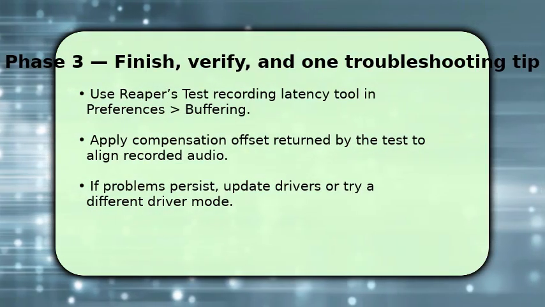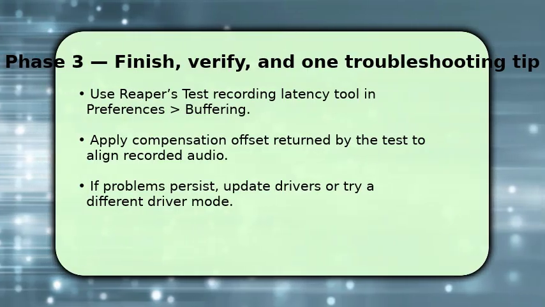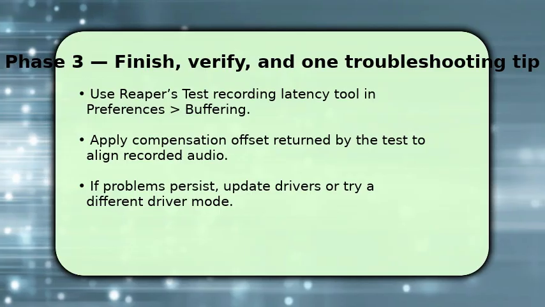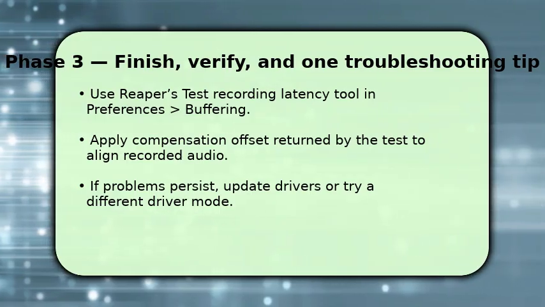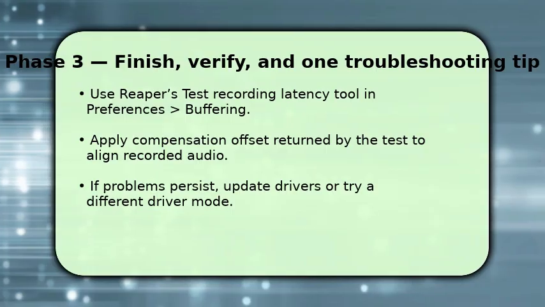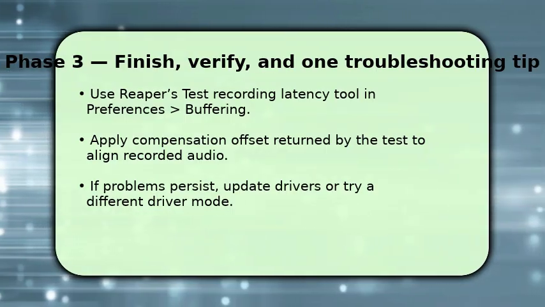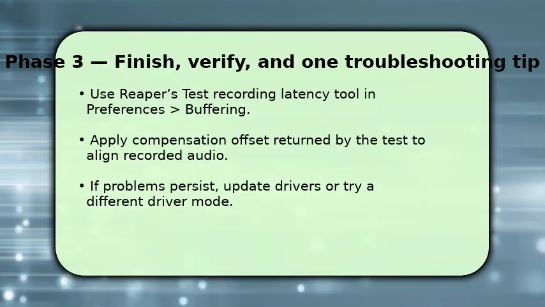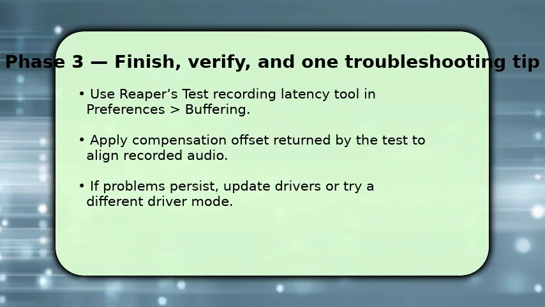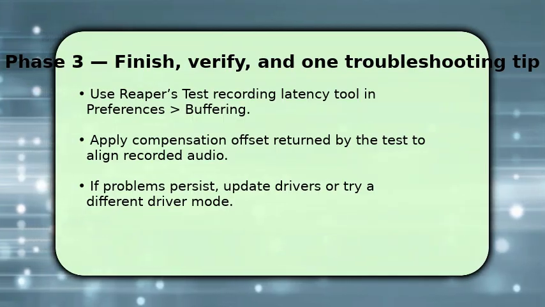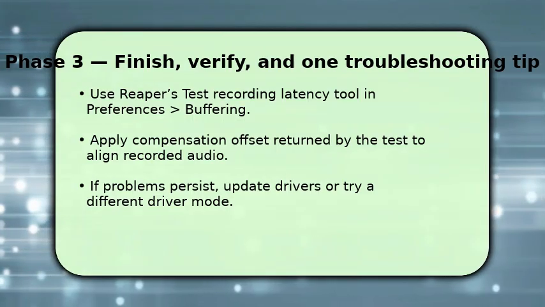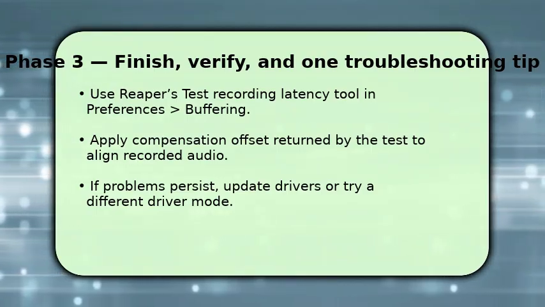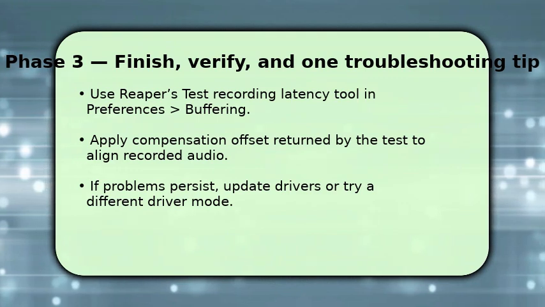Finish by measuring true latency. Preferences, Audio, Buffering, Test Recording Latency. Follow the test to get the sample offset value. Once done, apply that offset in project settings or in the track input recording offset field so recorded audio lines up perfectly. If you still hear delay or clicks, update or reinstall your audio driver, try a different driver mode, WASAPI or DirectSound, as a fallback. And check background apps. Wi-Fi or heavy CPU tasks can reintroduce latency.